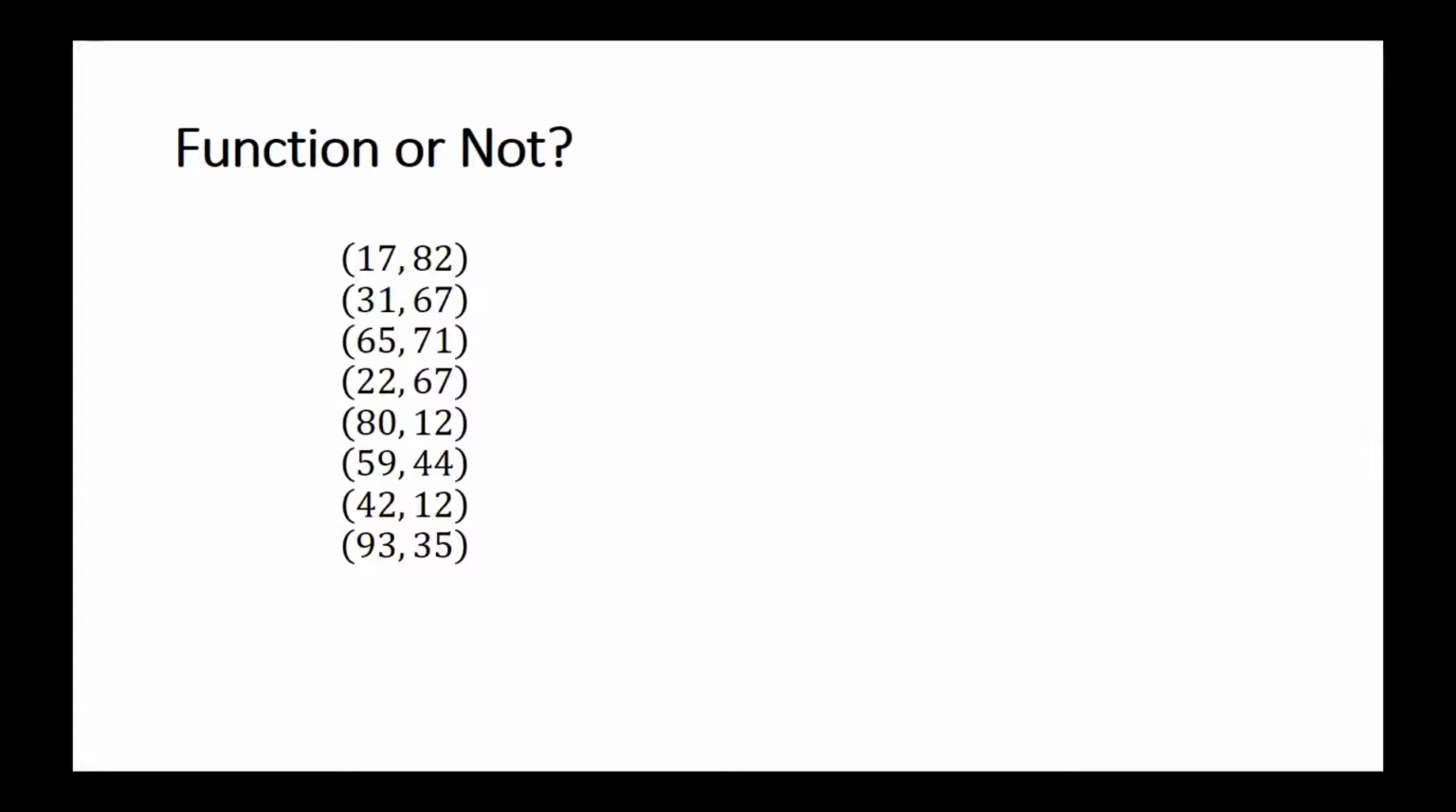Well, let's look at this set of ordered pairs. We've got (17, 82), (31, 67), (65, 71), (22, 67), etc. If we look at the inputs, we actually look pretty good here. We've got 17, 31, 65, 22, 80, 59, 42, 93. There's no repeated input. Since there's no repeated input, we never have the problem of having one input lead to two different outputs. So therefore, each input has only one output.